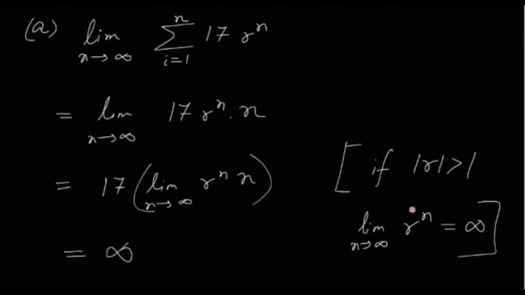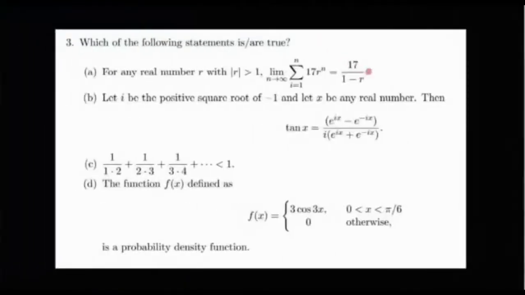Because if mod r is greater than 1, then the limit as n tends to infinity of r to the n is actually infinity. It properly diverges to infinity. So this thing is infinity, and obviously n also tends towards infinity, so this entire thing is infinity. So obviously 17 by 1 minus r is not true. So the first question, A, is false, right? Let's go to the second question.